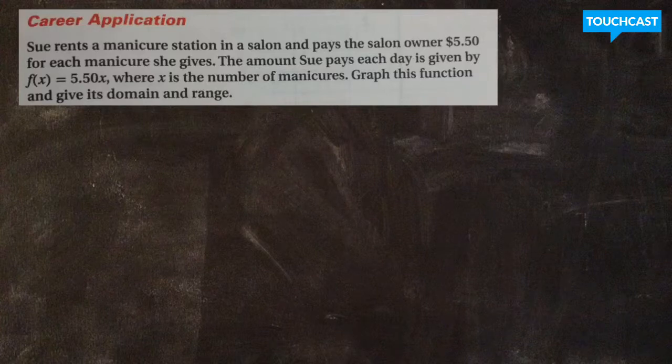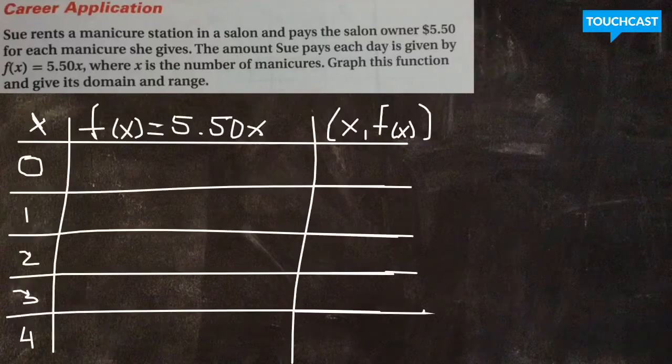To do that, we're going to start by making a table. But when we make our table, we need to think to ourselves, does it make sense that Sue would have negative amounts of manicures in a day? And could Sue make negative money in a day? No. So when we're making our table, our x, our domain column, is just going to have positive numbers and 0, because she could give 0 manicures. Alright, so if we plug in 0, 1, 2, 3, and 4, that should be plenty of points to graph.